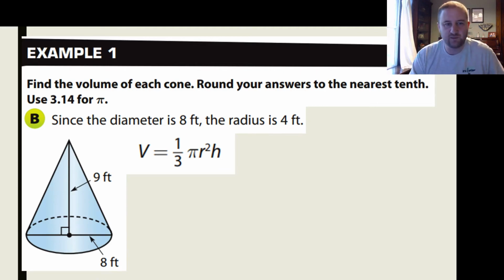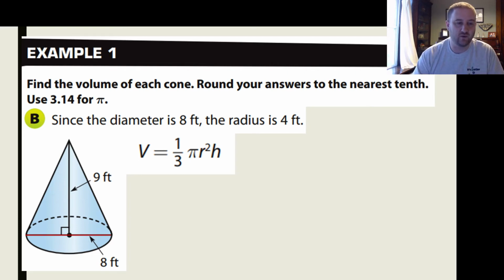Okay, next example. We've got our next cone. Again, there's a difference between this cone and the last cone. Maybe you can see it. If you look at this, it's got a diameter. We don't want a diameter to plug into the formula. We want the radius.